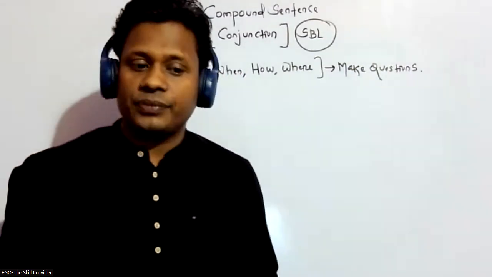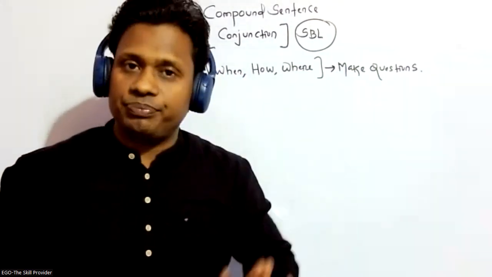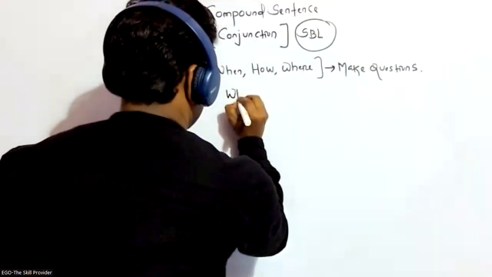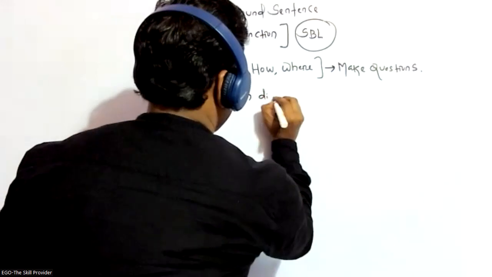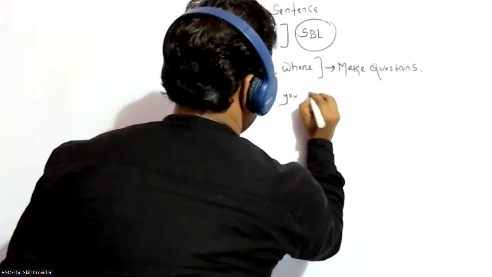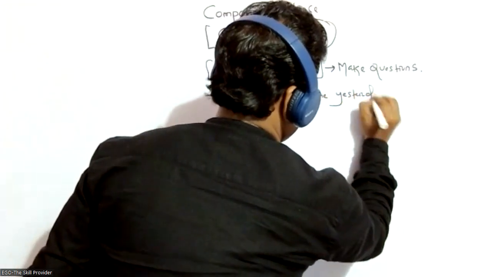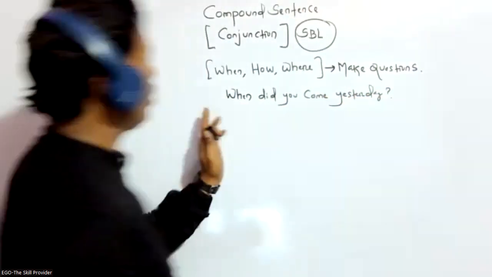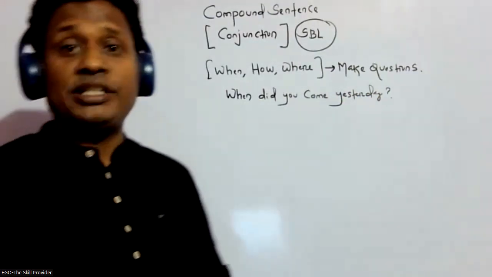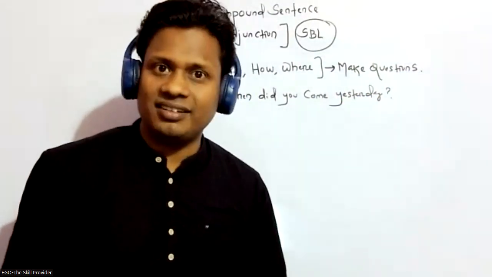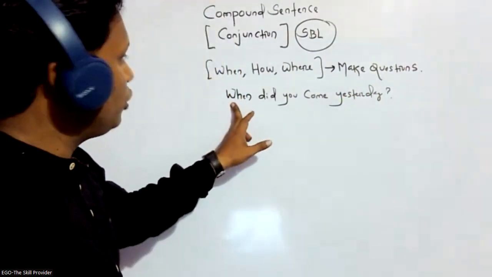It's used for time. When did you come? Suppose, let me give an example. When did you come today? Or when did you come yesterday? This is a question. Okay, look. When did you come yesterday? That means you are asking for the time. When did you join? When did you start the class? Okay, so here, WH word.